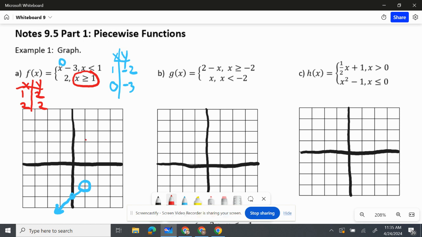So 1, 2, I put a closed circle. Once again, the reason that this is closed is because there's a line underneath. And then I plot 2, 2, and then I draw my graph.